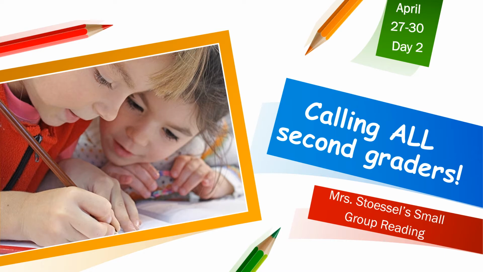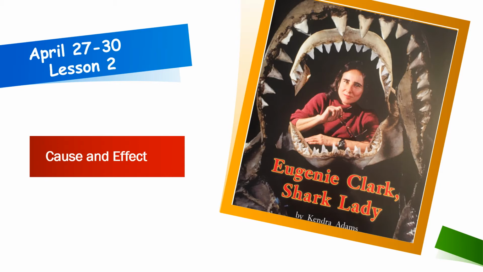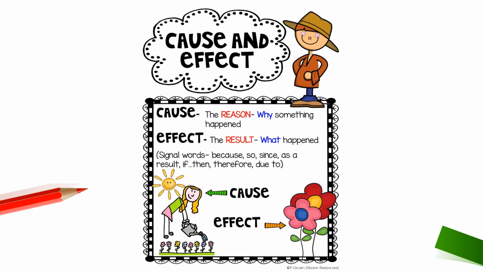So let's begin on what we're going to study today. We're going to continue using our book, Eugenie Clark, Shark Lady, but our lesson today is going to be cause and effect. Let's see what that means. Cause and effect. The cause is the reason. It's the why something happened. The effect is the result, like what happened.